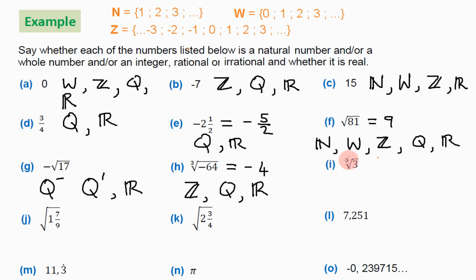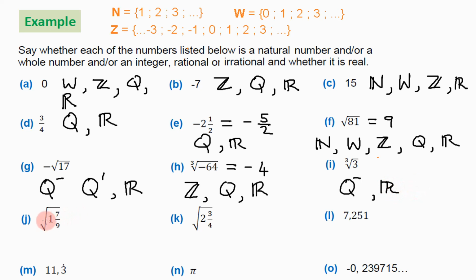In I, we have the cube root of 3. 3 is not a perfect cube, so we know that it's irrational. Remember that the cube root of a number that's not a perfect cube is irrational. And all irrational numbers are also real.